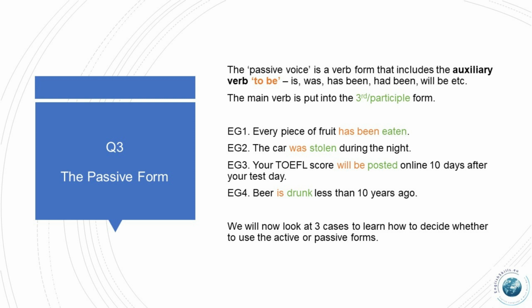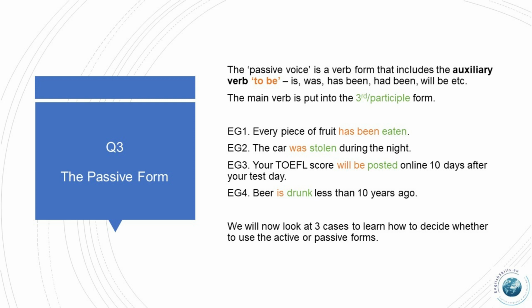Example 1. Every piece of fruit has been eaten. It's a result. We're using the simple tense, but we're connecting it from the past to the present. And we're not saying who actually ate the fruit. We're not prioritizing it, or we don't know. So we say has been. That's the present perfect passive form. Example 2. The car was stolen during the night. Unfortunately, perhaps we don't know who stole the car yet, but the result is it was stolen. We use the third form, was stolen, in the passive.